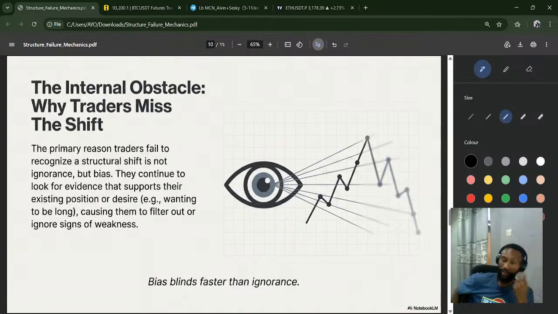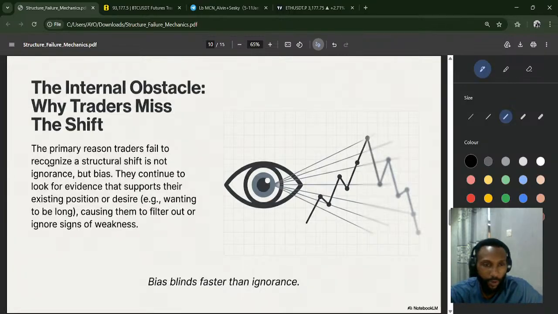Because of that internal barrier that they have, they tend to miss the structural shift, the signs that show that the market might be changing its structure. They want it to go long, and when it goes long, they miss those signs. Like you say, don't trade with emotions. You should always look out for those signs.